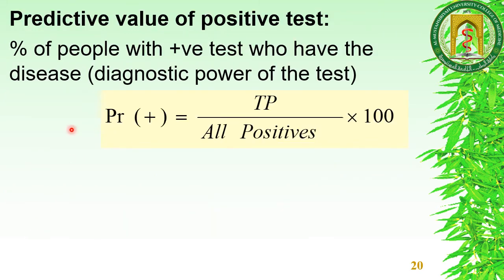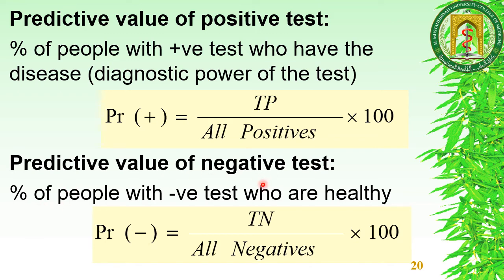Now, looking at the table in a horizontal view, we have the predictive value of a positive test: the percentage of people with a positive test who have the disease. Those are the positive tests. How much of the positives were diseased? So how much of them have got a true positive sign? The predictive value of a positive test, or the positive predictive value of a screening test, equals the true positive over all positives percent. This is the diagnostic power of the test. How much of the positives are diseased?